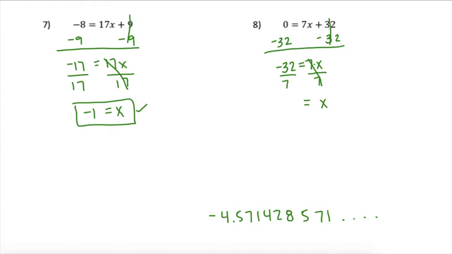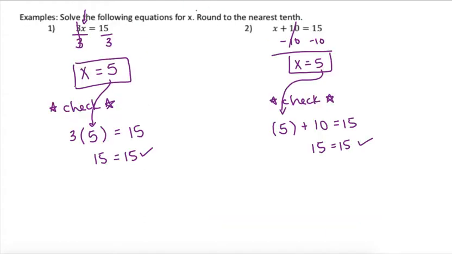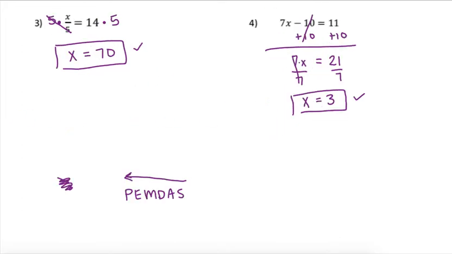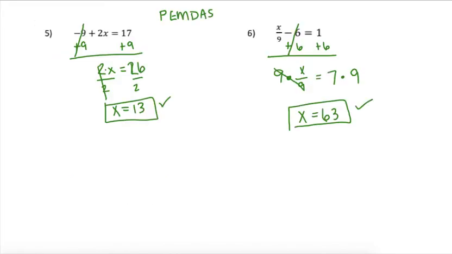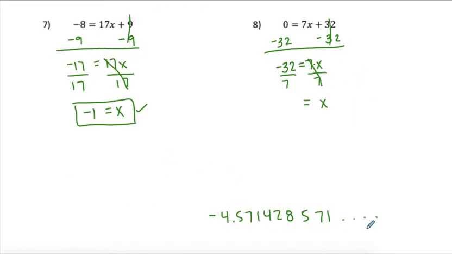All right, so if we look back at our directions, it tells us to round to the nearest tenth. All of our other answers, we have not needed to round. This is our first one where we get this long decimal. So to round to the nearest tenth, I'm going to cut it off at the tenth and look at this number. Because this is 7, I'm going to round this number up. So I'm going to get negative 4.6. So all of this, I'm rounding up into that extra 0.1 here.